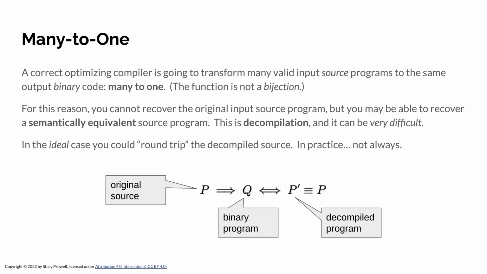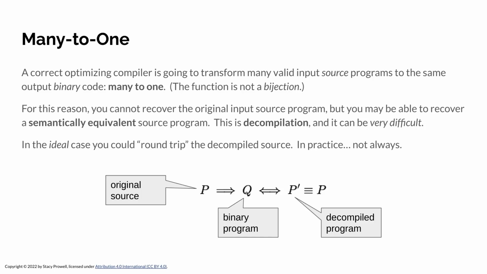Okay, make sense? Many things get mapped to the same thing. When you have a function like that, you can't invert it and get a function. You can invert it and get a relation, but not a function. So I can look at the output assembly, and I don't necessarily know what the input C source was. Unless someone left it lying around, I'm not sure. It could be any of a number of things.